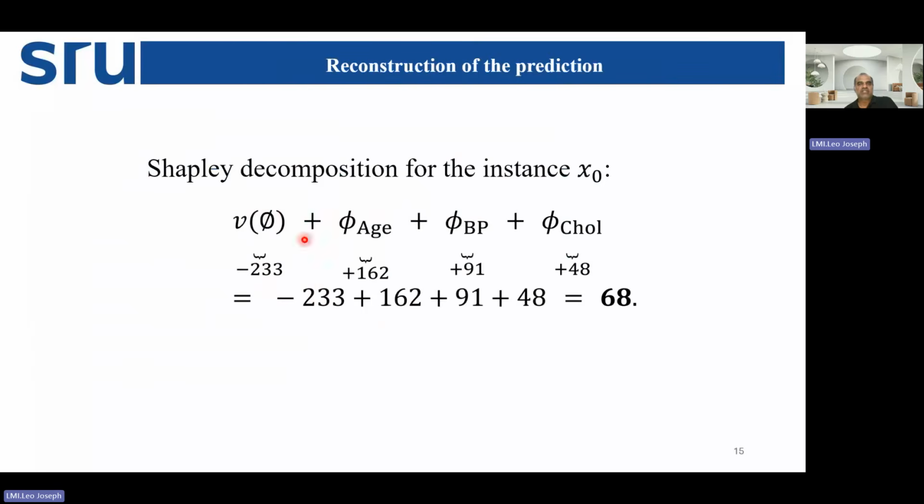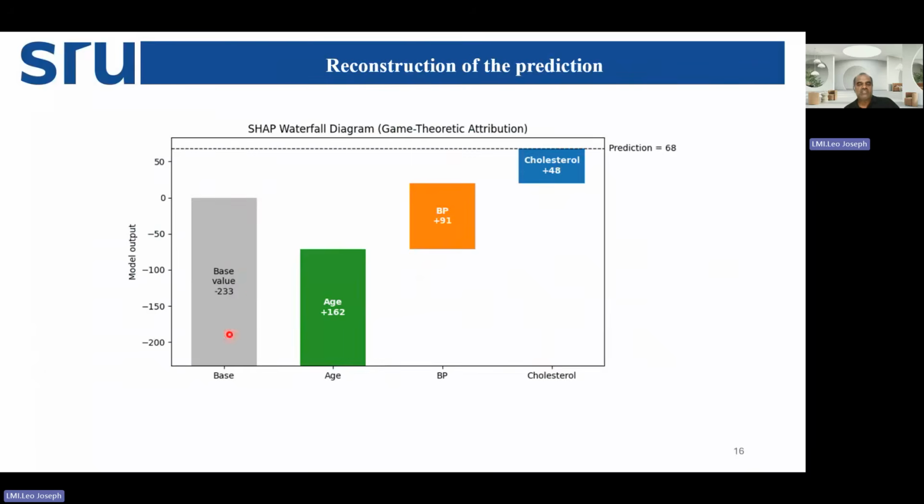Okay. Now what happened? The Shapley decomposition is like this: minus 233 plus 162 plus 91 plus 48. If I add all these things, 68 will come. This is how the prediction happens. Same thing, but we are discussing it in a different aspect. So here you can see the reconstruction of the prediction. Base value is minus 233. Age is 162. This is called the SHAP waterfall diagram.